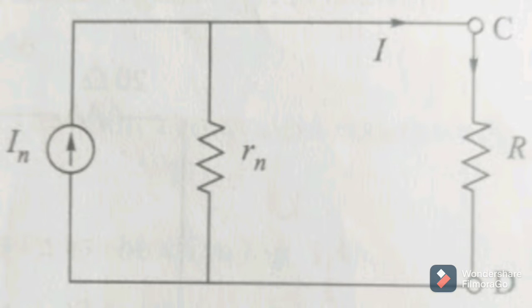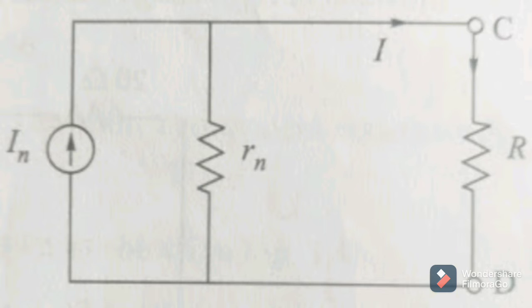If any load resistance is connected in a complex circuit, then this circuit can be replaced by a simple circuit in which there is only one current source, and the total circuit resistance and the load resistance connected across it are in parallel with each other, as shown in the figure.